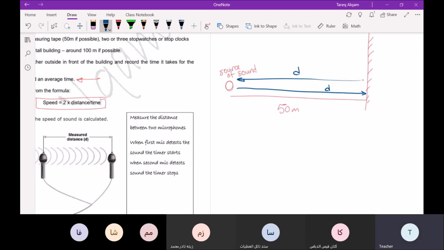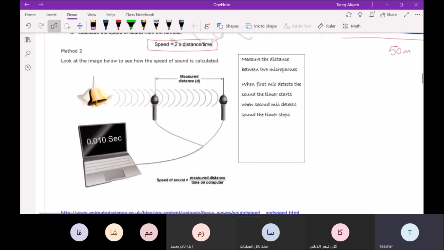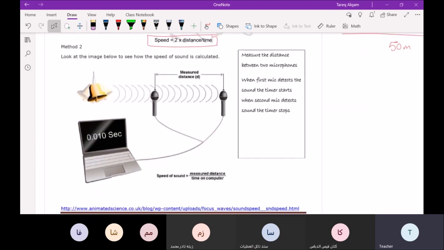So in this way we can calculate the speed of sound. Another way to measure the speed of sound is using two microphones like this, and these two microphones are connected to a timer. And I have to measure first of all the distance between these microphones.